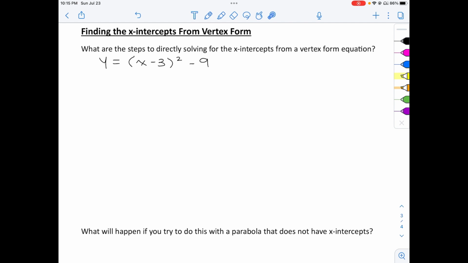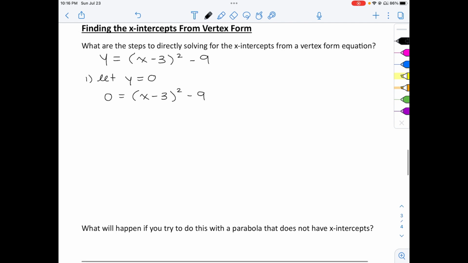So the first step is you are going to let y equal 0. The reason we do this is because the x-intercepts, as we know, lie on the x-axis, so the y value of their coordinate is always 0. If we let y equal 0, that is going to help us solve for the values of x that make this true, so it'll help us find the values of x where y is equal to 0.